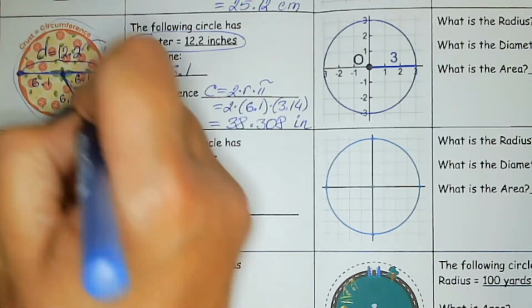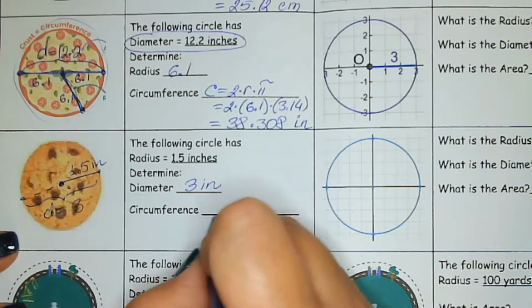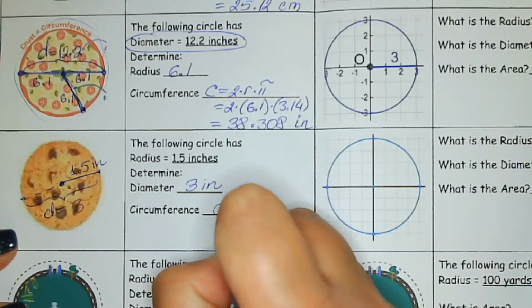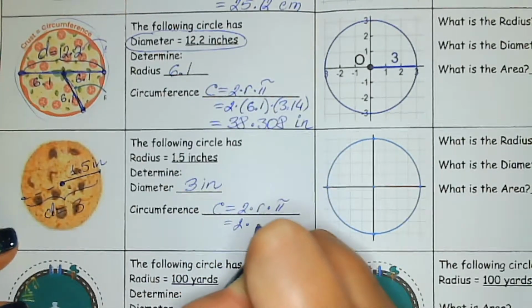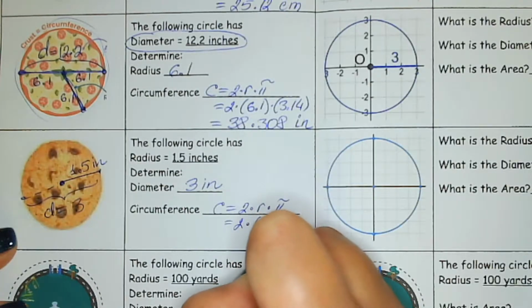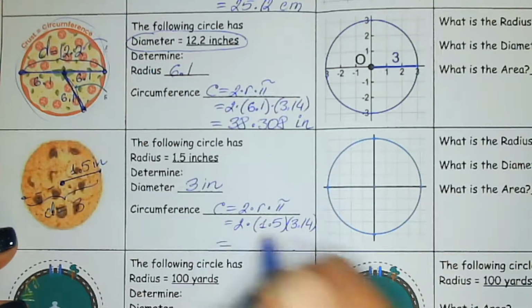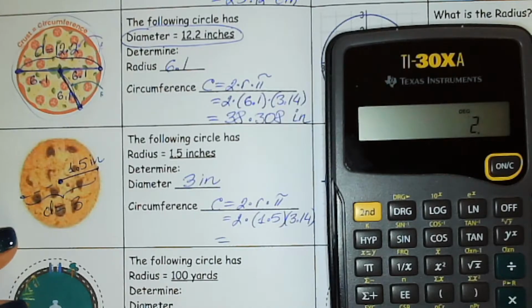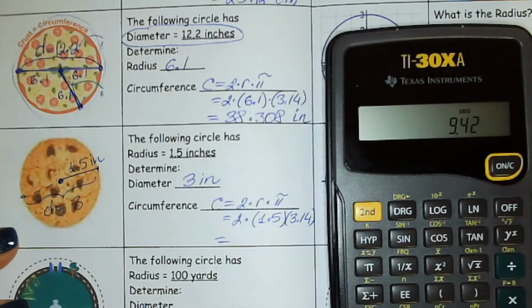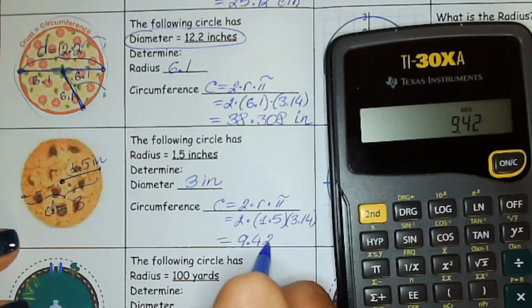And to find the circumference, or what is the distance around this big cookie, we have 2 times radius times pi. 2 times radius, 1.5, pi, 3.14. Multiply. 2 times 1.5 times 3.14. That will be 9.42 inches.